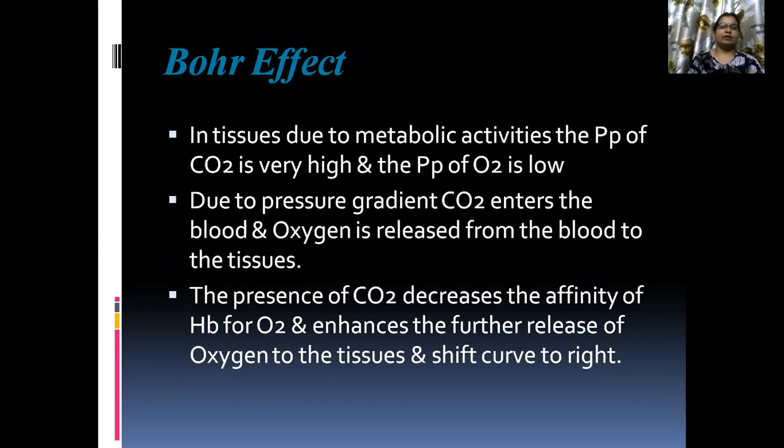Bohr effect. In tissue, due to metabolic activities, the partial pressure of CO2 is very high and the partial pressure of oxygen is low. Due to pressure gradient, CO2 enters the blood and oxygen is released from the blood to tissues. The presence of CO2 decreases the affinity of hemoglobin for oxygen and hence further release of oxygen to the tissues and shifts the curve to right.